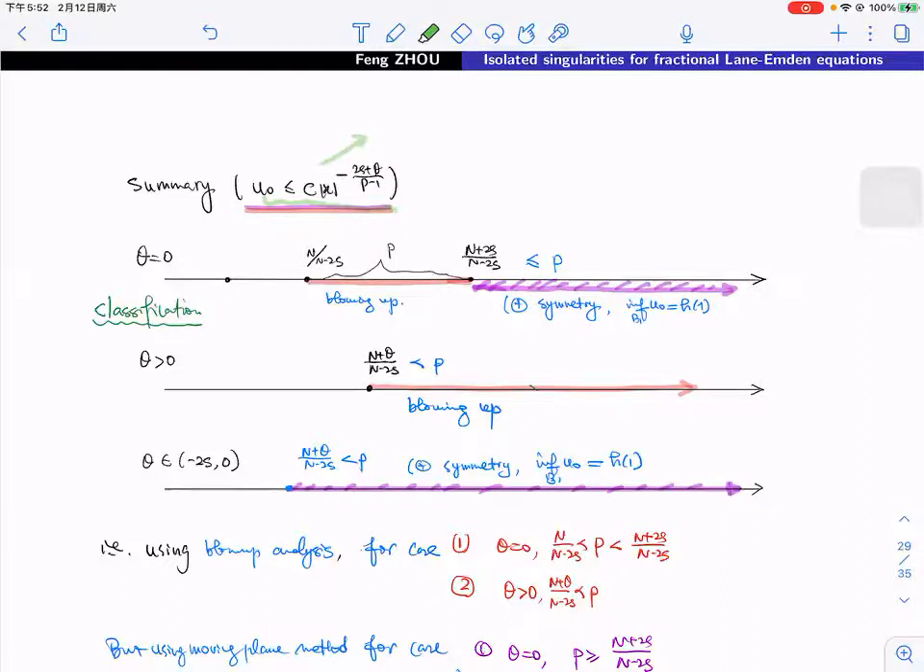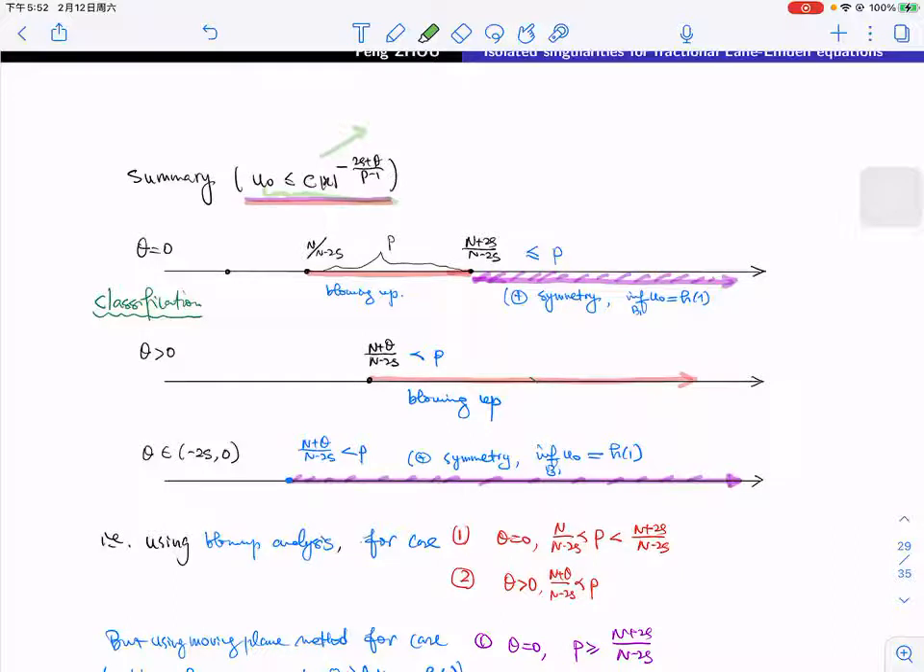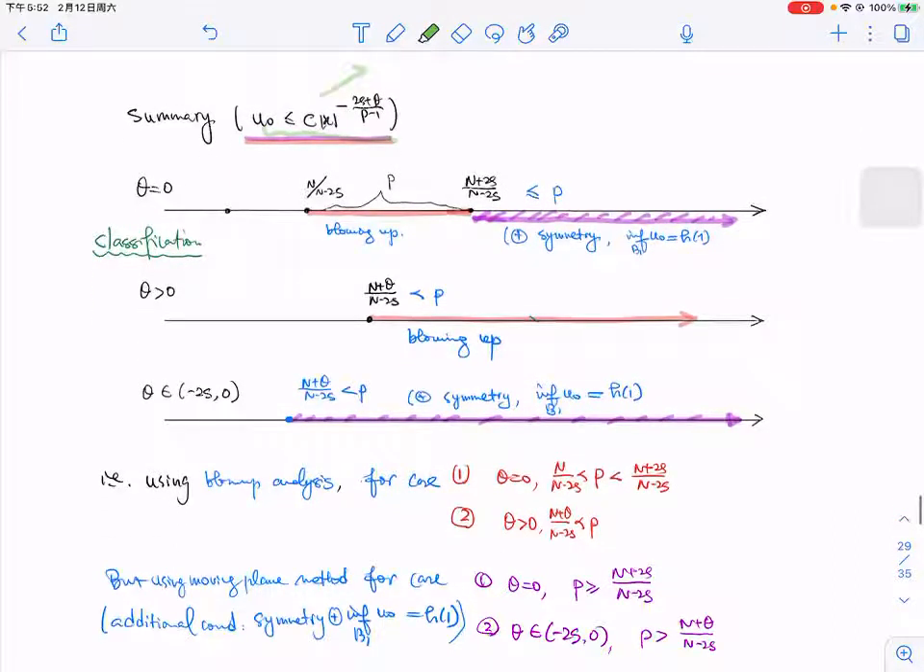And for this one, we need to distinguish many different cases. For example, here, when theta equals 0, and p belongs between n over (n minus 2s) and (n plus 2s) over (n minus 2s), that is when p is in the subcritical case, then we can use the blow up technique to get this estimate. But when p is in the supercritical case, we cannot get this one, and we need some symmetry properties, and also need this infimum.